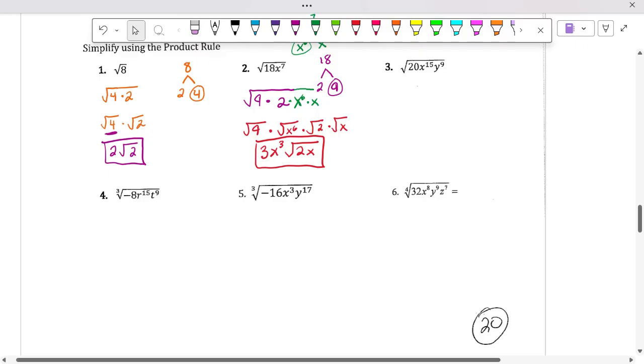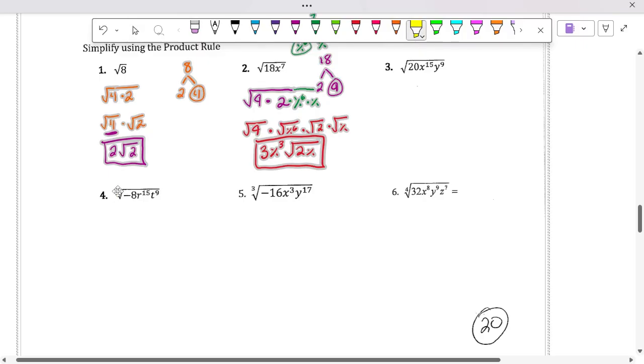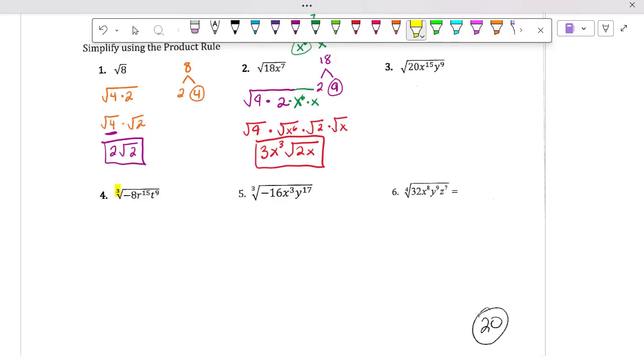So number 4, be careful because it's not a square root anymore, it's a cube root, which means we're not looking for pairs of 2 or perfect squares, we're looking for sets of 3 or perfect cubes. All right. So remember, a negative number with the odd index can become a negative number. So our answer is going to be negative.